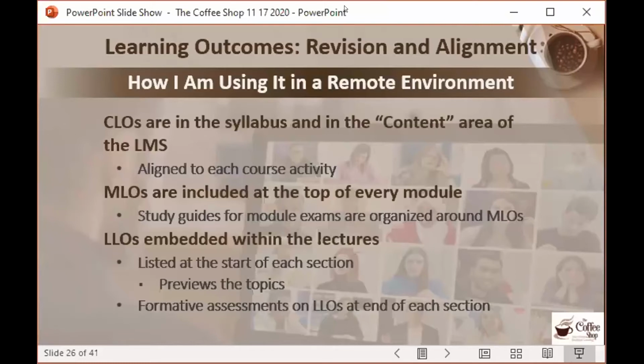MLOs are included at the top of every module, and study guides and module exams are organized around these MLOs. LLOs: before I start a section in lecture, we go through the learning outcomes. This helps preview the topics for students. And then at the end of each section, I give a formative assessment, a couple of quiz questions that directly align to these learning outcomes.